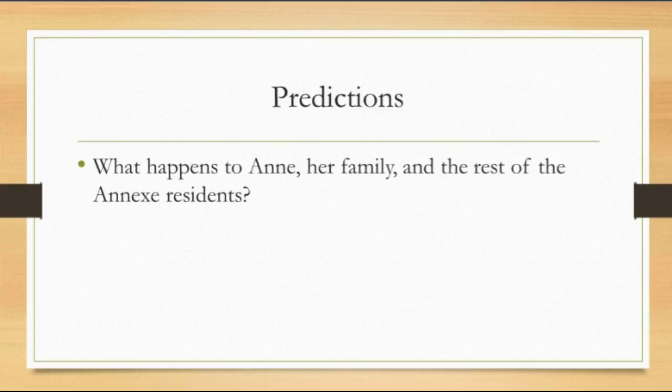Before we start, I want you to think about a prediction. Some of you may already know what happens to Anne. I know we've discussed it a little bit, but really just think about what happens to Anne, her family, and the rest of the annex residents. As I said, we will discuss that toward the end of this guided reading lesson.